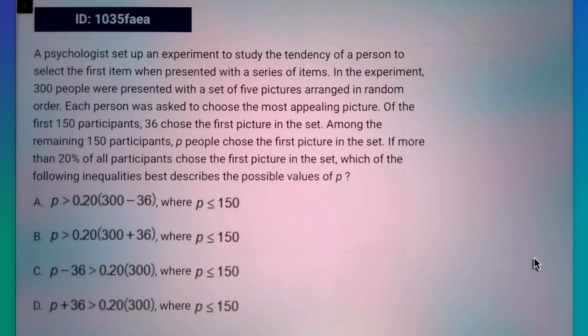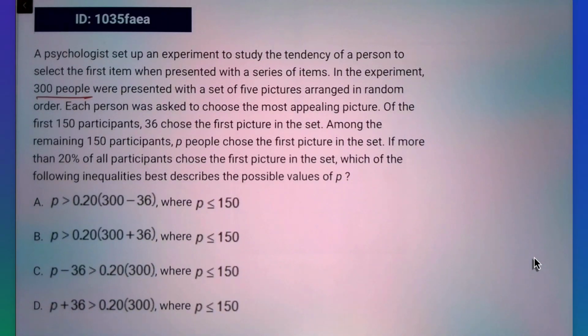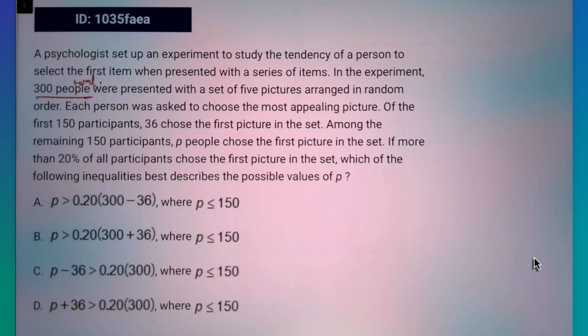A psychologist set up an experiment to study the tendency of a person to select the first item when presented with a series of items. In the experiment, 300 people were presented with a set of 5 pictures arranged in random order. So far, these 300 people look like the total. Each person was asked to choose the most appealing picture.